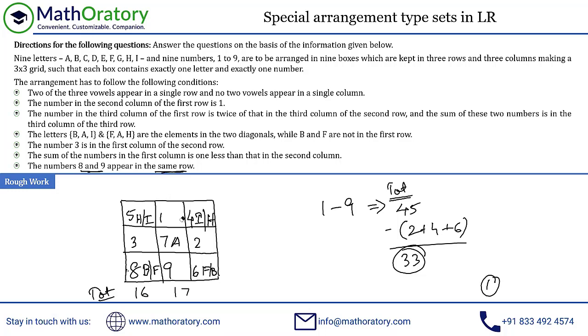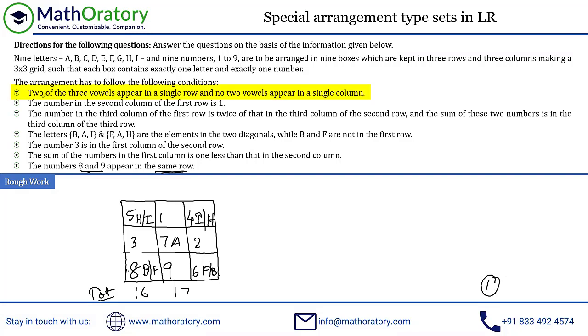I think we have to take two cases out here. But at the very beginning, I left this point number 1. I did not analyze anything. So let's look at that. We have the first point telling us 2 of the 3 vowels appear in a single row and no two vowels appear in a single column.